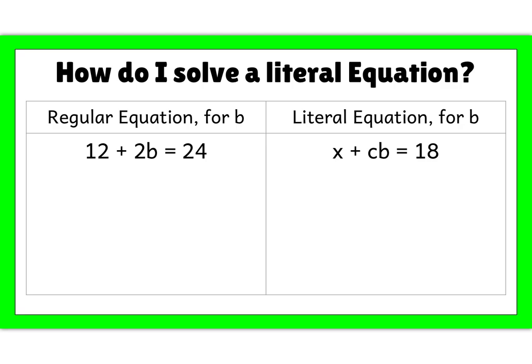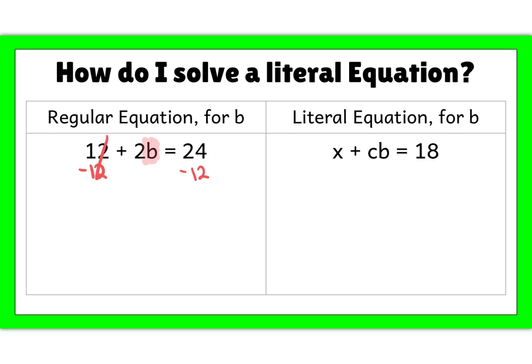So to solve a literal equation, we can use the same rules that we use for a regular equation. So here I have a regular equation next to a literal equation, so we can see how the steps look very similar, and we can think about our literal equation as a normal equation. In my regular equation, I want to solve for the letter b, which is the only variable. So I want to get rid of the 12 and the 2. Because our goal is to undo or remove the constant, I'm going to subtract 12, and I'm going to remember to do that on both sides.